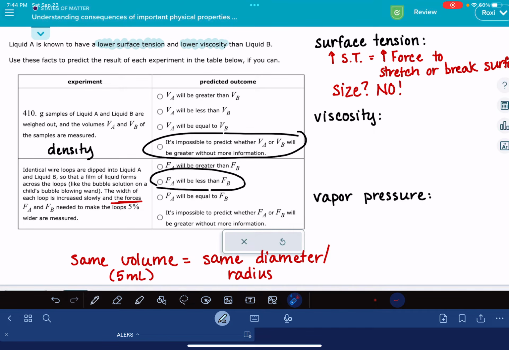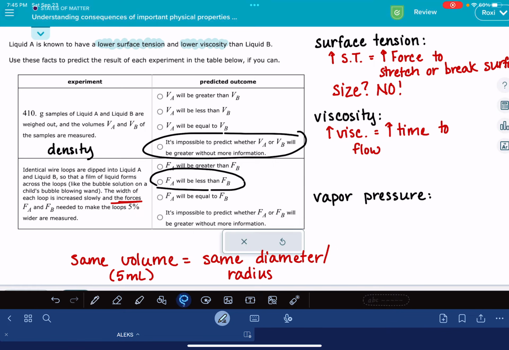Let's talk a little bit about these other two properties, even though they didn't pop up in my particular problem. Viscosity is a liquid's resistance to flow. So if a liquid has high viscosity, I'm just going to say high visc, that means that it takes a long time to flow. And I saw problems where it was talking about pouring the liquids through funnels and comparing the amount of time it takes for them to pour.